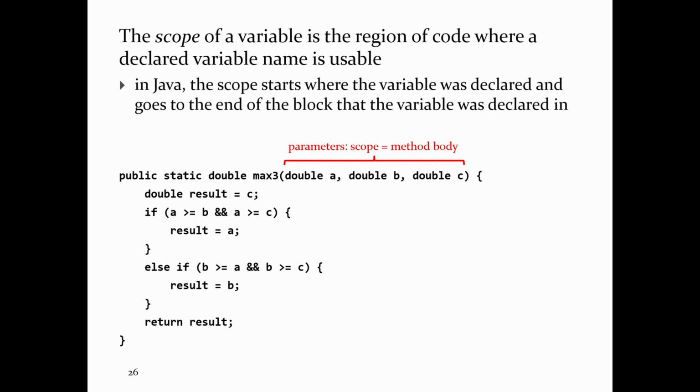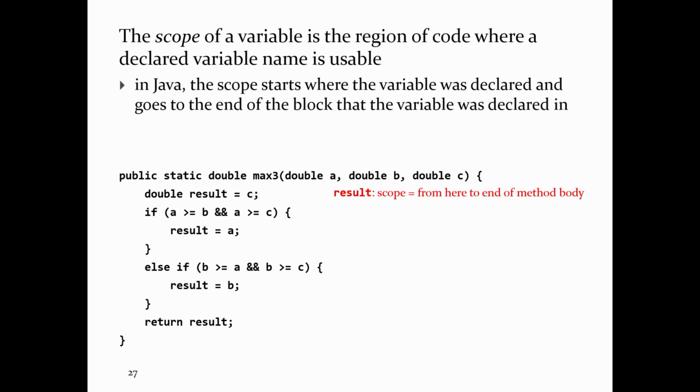The scope of a variable starts at the point of its declaration. So the scope of result starts here, and it ends at the end of the block in which it's declared. So it starts here, the block that it's declared in is all of this, so it ends right there. That's where result is usable. So the scope of result is from the equals C to the end of the method.